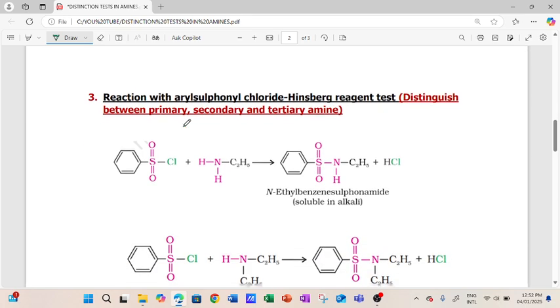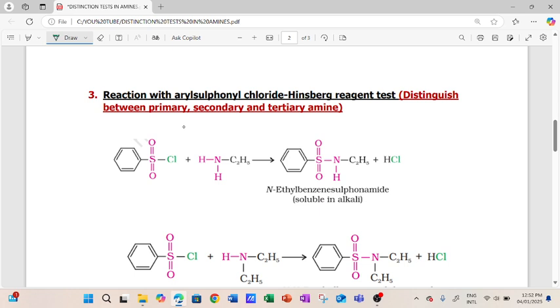Third reaction: how do we distinguish primary, secondary and tertiary amines? If all three amines are there in the question, how can we understand? That is by using the Hinsberg reagent test. Hinsberg reagent is a common name, but its chemical name is aryl sulfonyl chloride, or benzene sulfonyl chloride: C6H5 benzene with S double bonded to two oxygens, and a chlorine also.